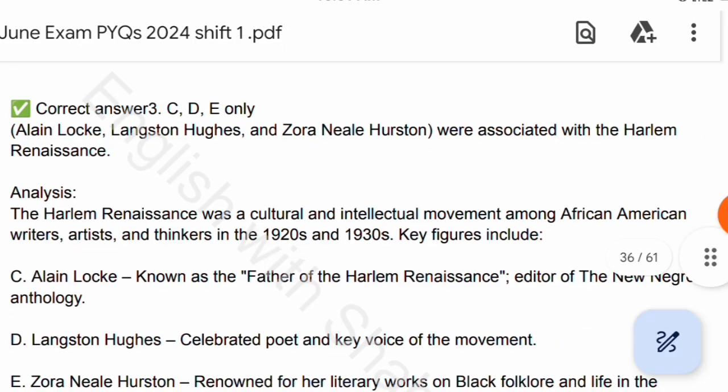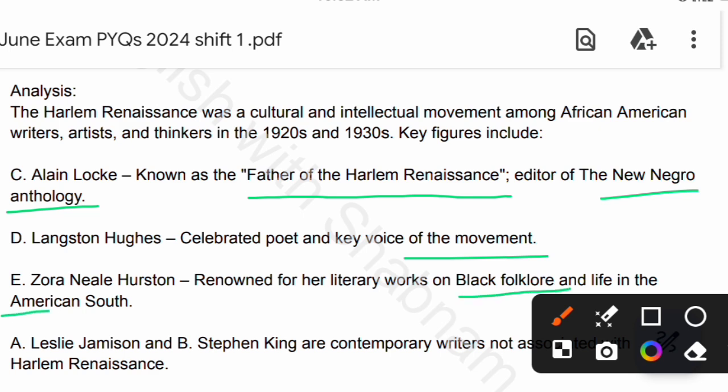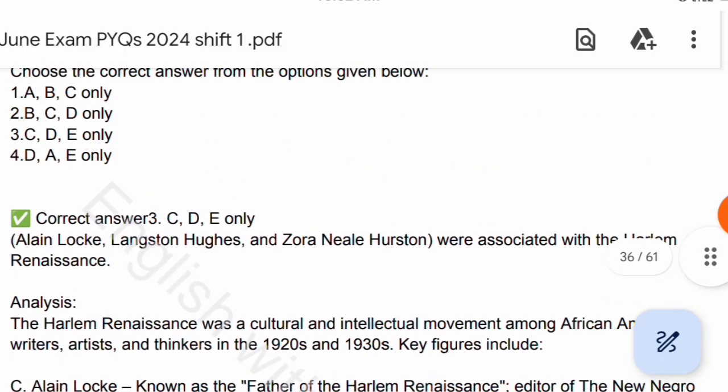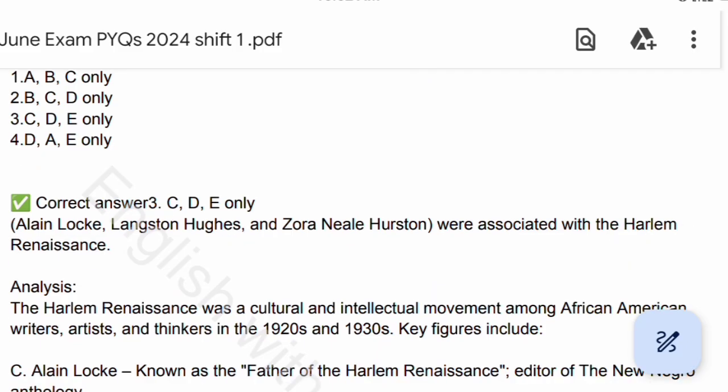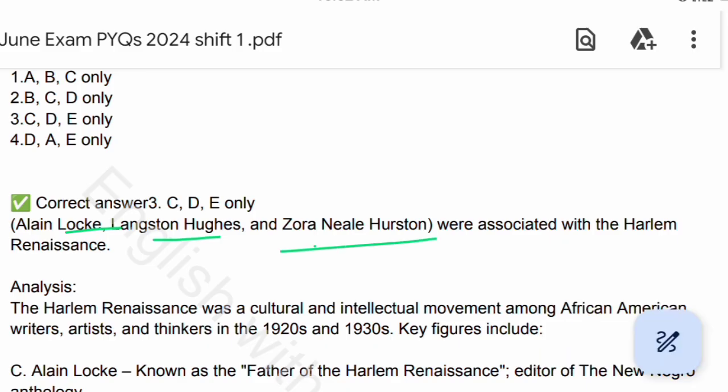See, Alain Locke, known as the father of the Harlem Renaissance, editor of The New Negro anthology. Langston Hughes, celebrated poet and key voice of the movement, and Zora Neale Hurston, renowned for her literary works on black folklore and life in the American South. Okay, so these are the correct answers. Do remember, Harlem Renaissance writers: Alain Locke, Langston Hughes, Zora Neale Hurston. Okay. Next question.